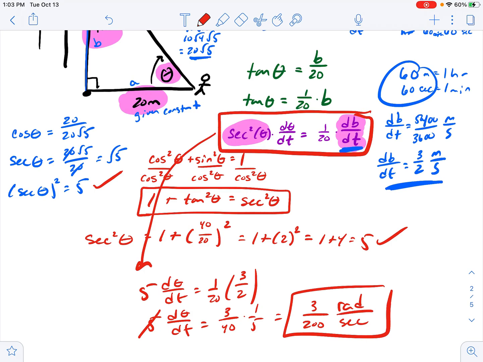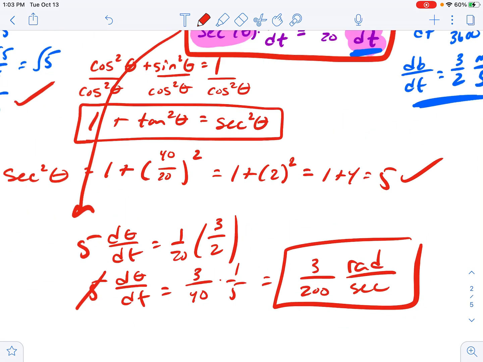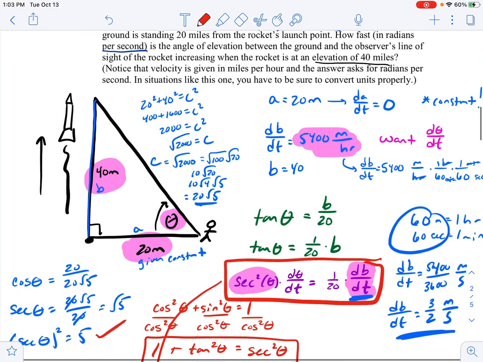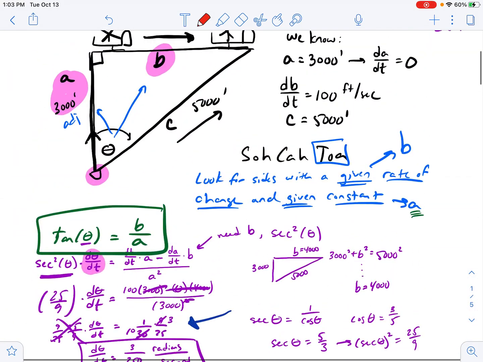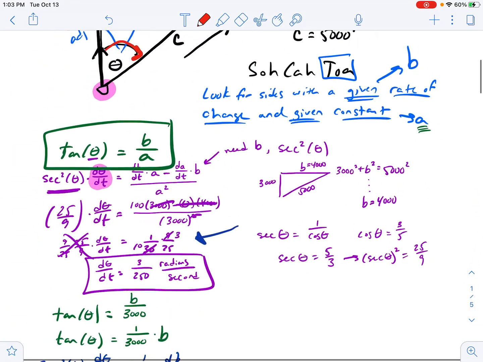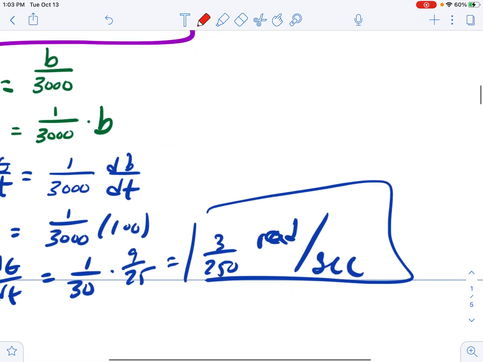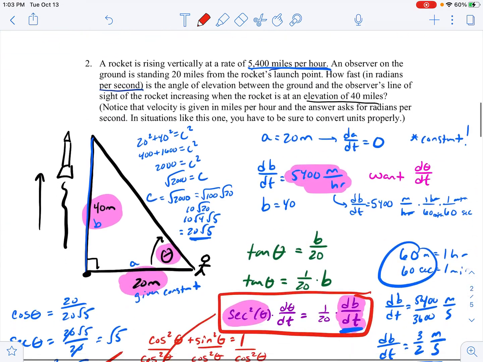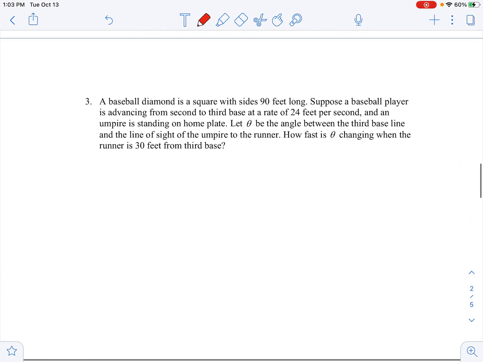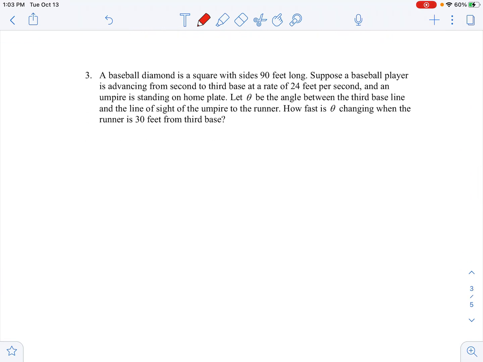All right, and so there's the rate of change of that angle. Notice it is a positive value. The angle's getting a little bit bigger, as is the case here. This is the case of the first one too. This angle was getting larger. Notice we indeed got back some positive rate of change. Okay? And let's look at the last example for these.